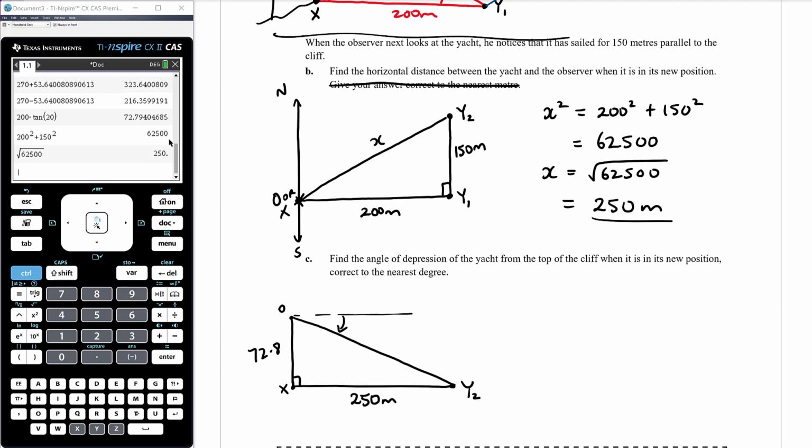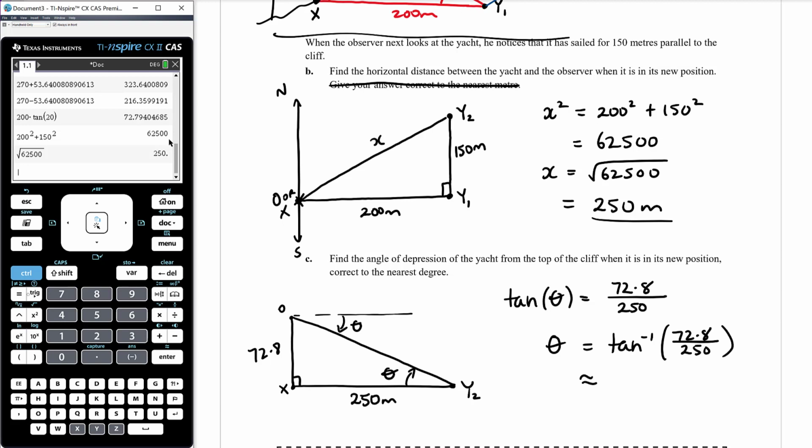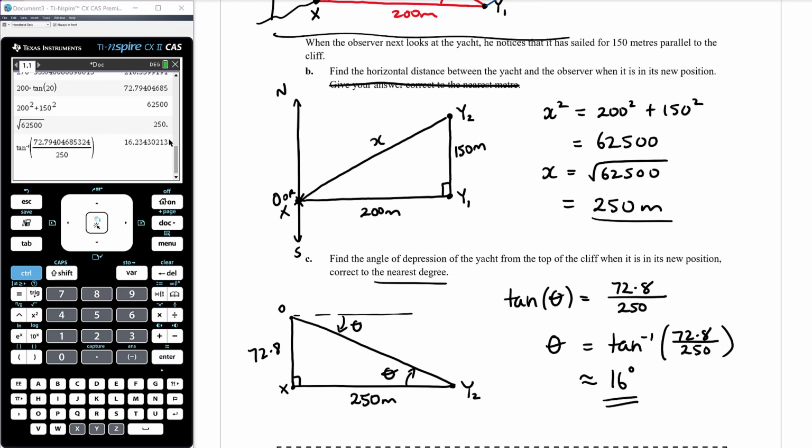Okay, and so to find that, I'm either going to find this angle down here, which is the same angle, or we could have found that one in there and taken away from 90. Alright, so the angle of depression is theta. Let's therefore find this theta down at the bottom right of the triangle. And so again, it's tan. Tan of theta is the opposite length, which is 72.8 over the adjacent length, which is 250. And so theta is inverse tan of that. Inverse tan of this exact number up here divided by 250, so I can just type that. And so theta, the angle of depression to the nearest degree, is approximately 16 degrees.